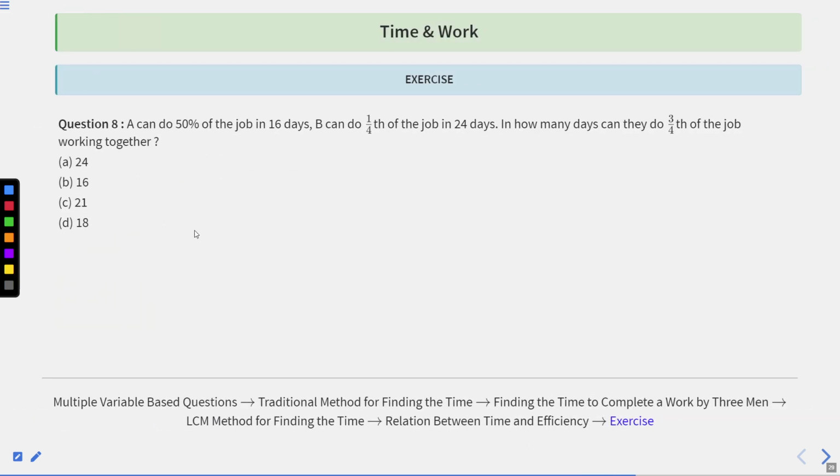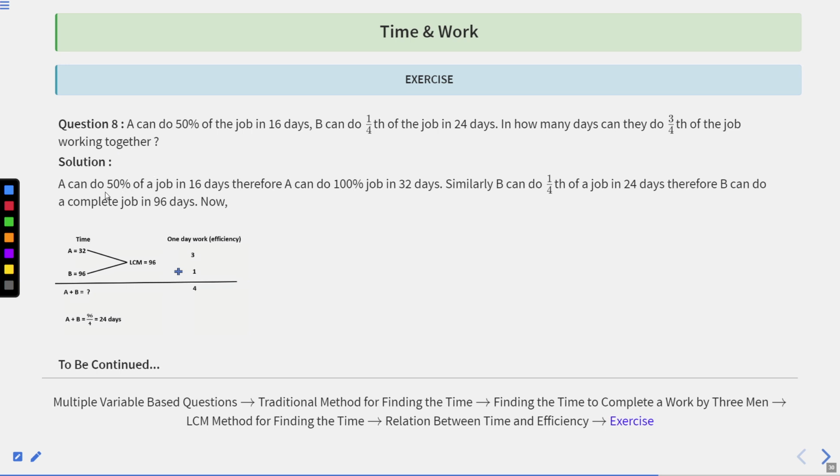Question number 8. A can do 50% of the job in 16 days. B can do 1/4 of the job in 24 days. In how many days can they do 3/4 of the job while working together? So in this question, A can do half of the job in 16 days, and B can do one fourth of that same job in 24 days. So we have to find when A and B both work together, how many days will be taken by them to complete three-fourth of the job. We are not interested in finding the complete job, but only the three-fourth of the job.